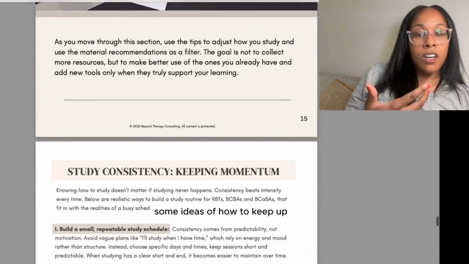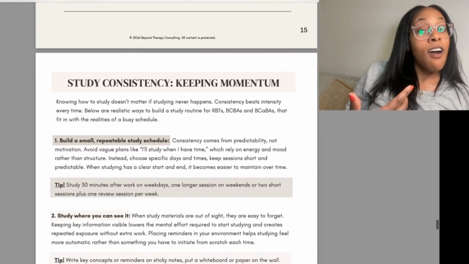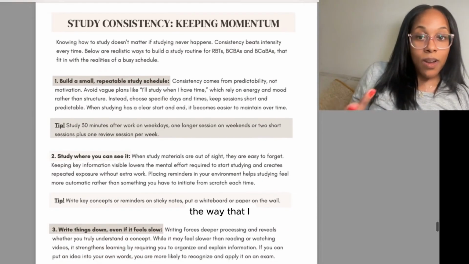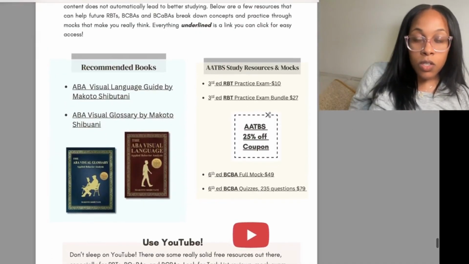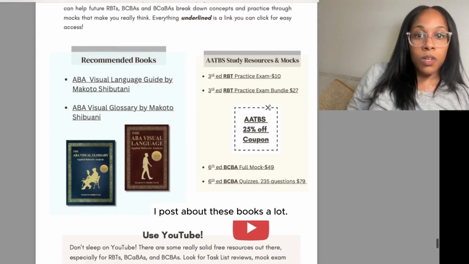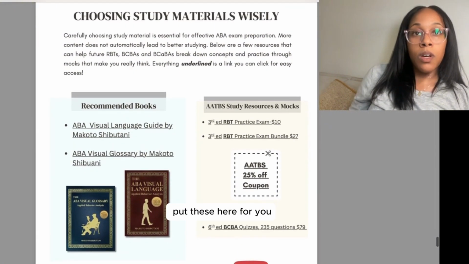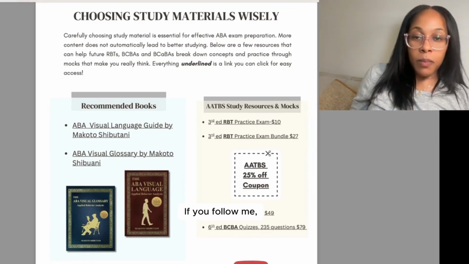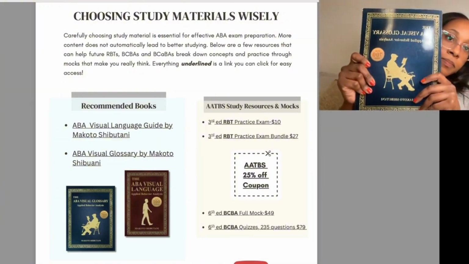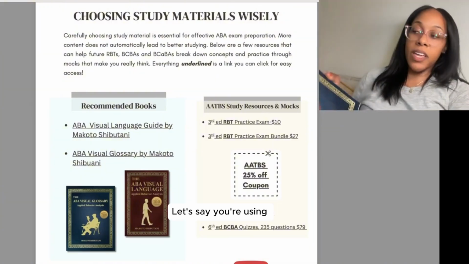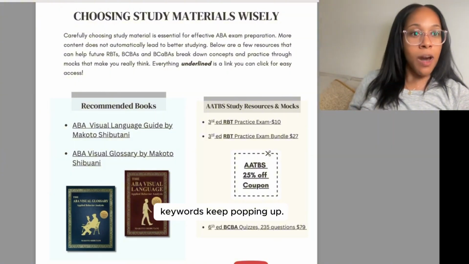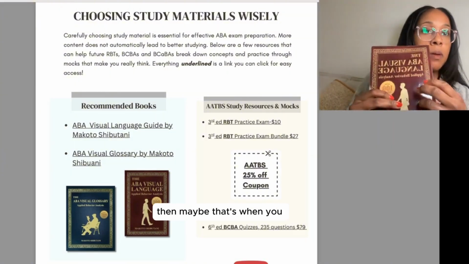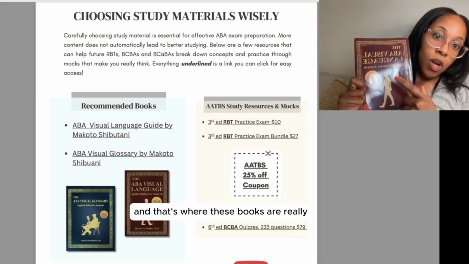But yeah, I give you some ideas of how to keep up your studying consistency, all behavior analytic, the way that I designed them. Different study tips, choosing different study materials. And I did put these 2 books here for you, because I post about them a lot. If you follow me, you know that. I included them in the guide because these are very visual guides. So let's say you're using the keyword guide, and you find that certain keywords keep popping up, that you keep missing across different exams, then maybe that's when you need to go back to content, and that's where these books are really handy.